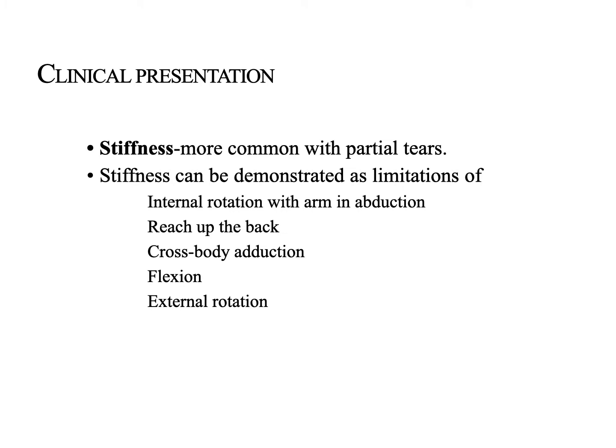Then let's come on to the clinical presentation. Patient presents to us with stiffness, which is more common with partial tears. Stiffness can be demonstrated as limitation of internal rotation with arm in abduction. Patient is unable to reach up to the back, unable to do cross body adduction, flexion and external rotation.